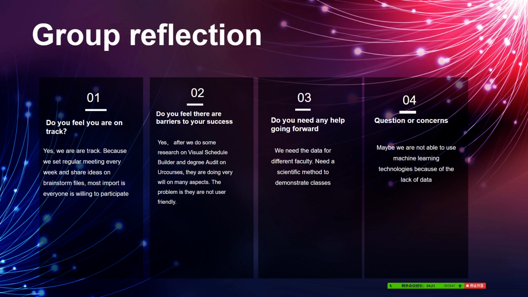Our barrier is we researched Visual Schedule Builder and Degree Audit on your courses. They are doing very well and doing very good jobs, but we want to improve their user-friendliness. We need help for the data collection. We want to collect our own data instead of making up some numbers. We are using machine learning techniques, but still the same thing, lack of data.